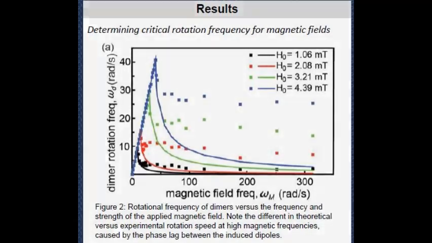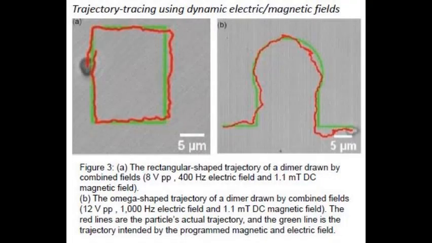Another motion we were interested in was trajectory tracing, as can be seen in the bottom middle figure. For this motion, we used a DC magnetic field pointing in the direction we wanted the dimer to move, and an AC electric field to control propulsion, similar to that of a car with a steering wheel and an engine. This combined field resulted in the red path seen in the figure, with the green path being the coded trajectory.